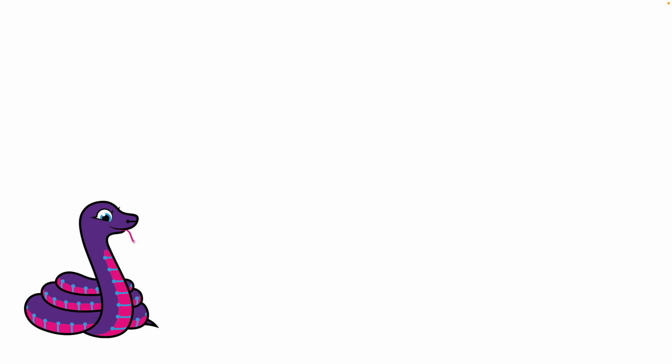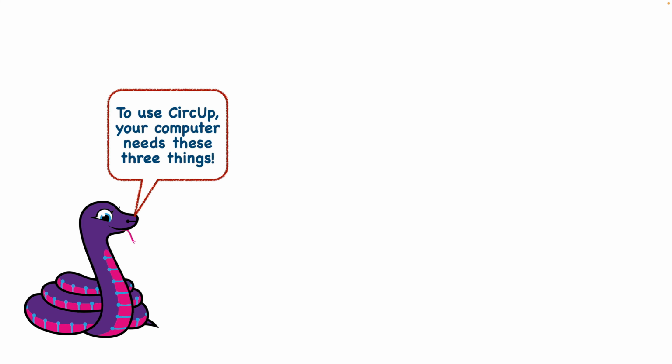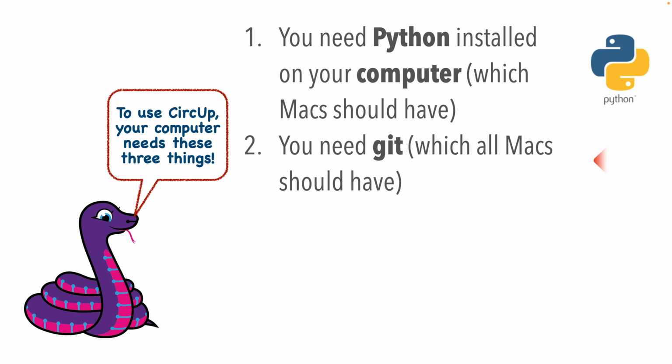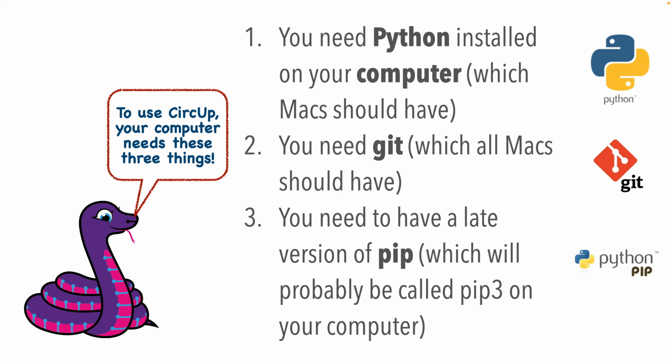Now, there are a few things we need to make sure that your computer, not your board, has installed before we can install CircUp. First, your computer needs a version of Python. I believe it's version 3.8 or greater. We also need Git installed. Git is a tool that your computer uses for version control. We don't need to know about the specifics of Git to use CircUp, but we do need to have it on our computers, and we need to install something called pip. Pip installs and manages software packages. We don't need to know how to use pip, but we do need it for CircUp.